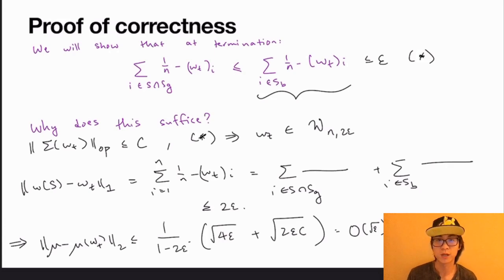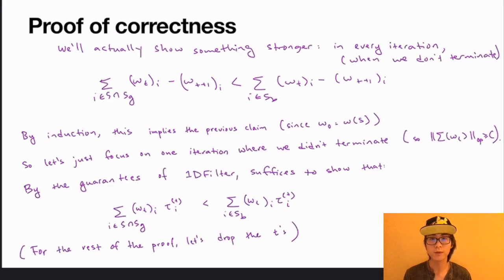We'll actually prove something stronger, which is that in every iteration where we don't terminate, we always remove more mass from the bad points than the good points. So formally, in every iteration t where we don't terminate, the sum of Wti minus Wt plus 1i over i in S intersect S good is always strictly less than the same sum for i in S bad. It's not too hard to see that by induction this implies the previous claim, simply because W of 0 is equal to W of S, the uniform set of weights over everything.